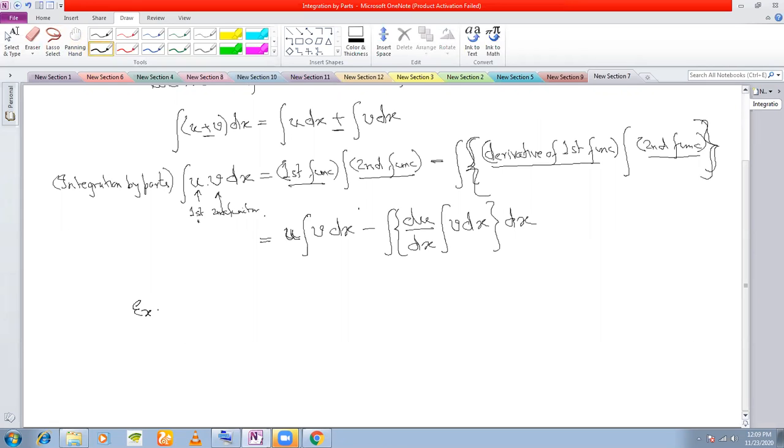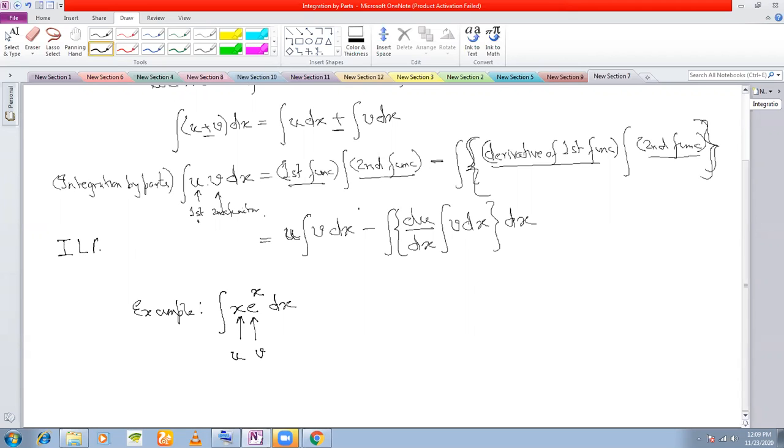Okay, how to apply integration by parts. Let us say I have to evaluate x e to the power of x dx. How do you evaluate this integral? If you see, this is a product of two functions, right? x and e to the power of x. So this is my u and this is my v. Now remember, this is actually not a rule, but it will be easier if you take your choice of first and second function in this way.